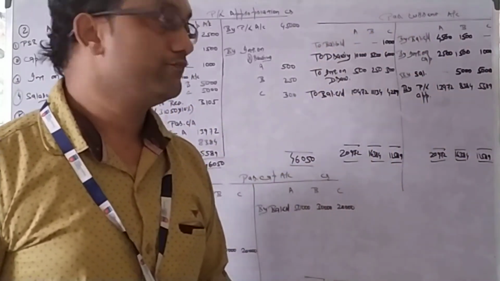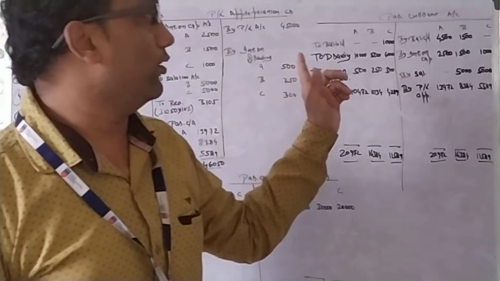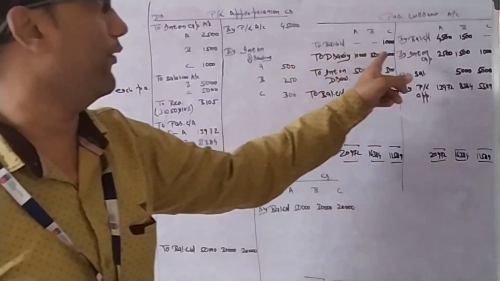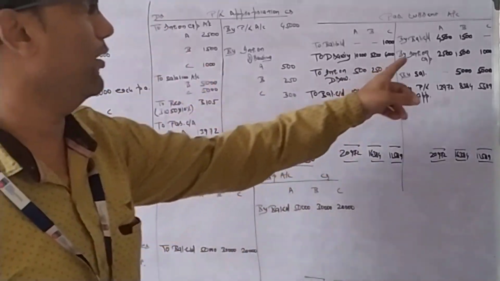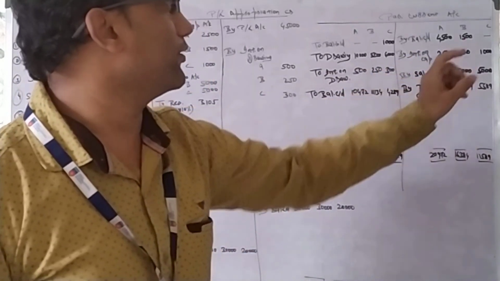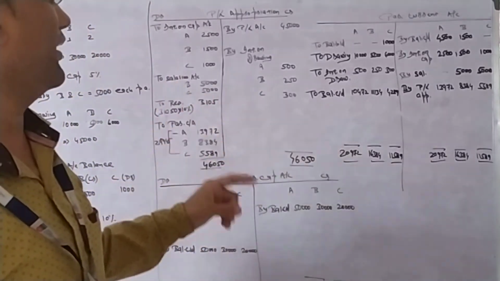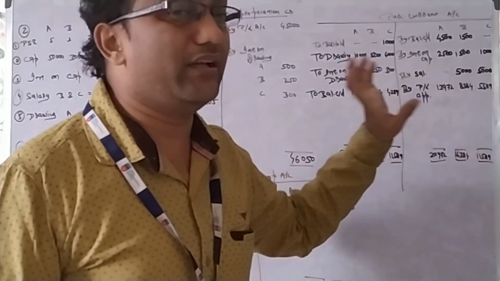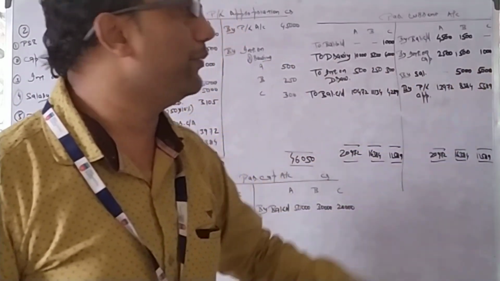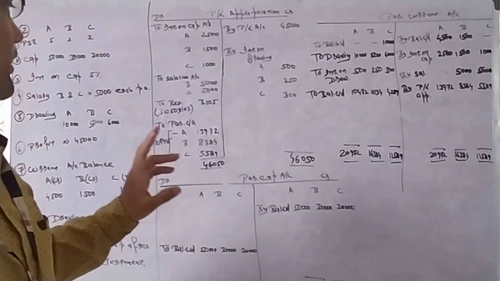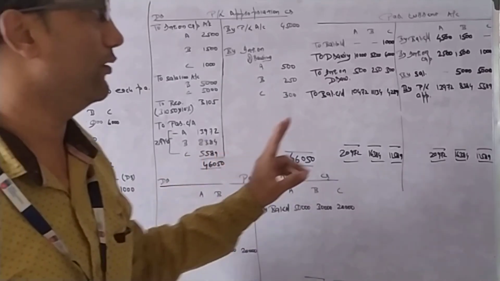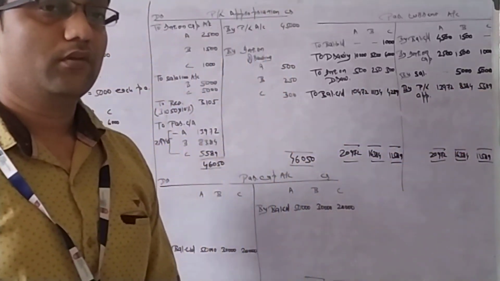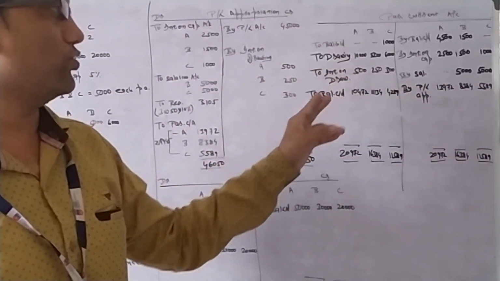They have drawings of 10,000, 5,000, 6,000, I have written. They have interest on drawing, I have written. They are getting interest on capital 2,500, 1,500, 1,000, we have written. Only B and C are getting salary, so we have not written any figure in A. We have written figures in B and C. And then there is profit 13,972, 8,384, 5,589. We have put it over here. This side drawing, interest on drawing.